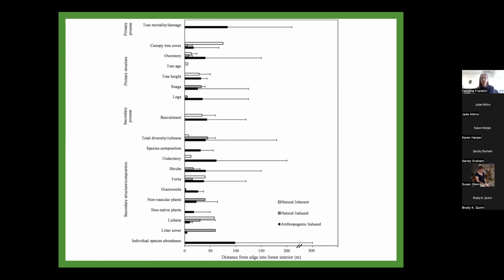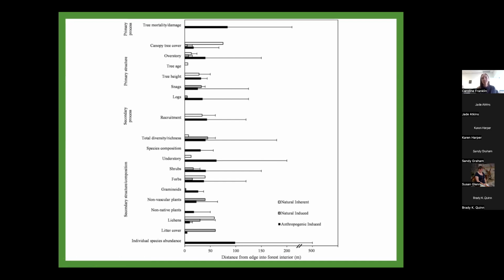The different colors are representing the different shades of gray, I should say. The white is representing the natural inherent edge, the gray is representing the natural induced edge, and the black is representing the anthropogenic induced edge. And it's really hard to compare DEI among these different edge types, just because we don't have a lot of data.